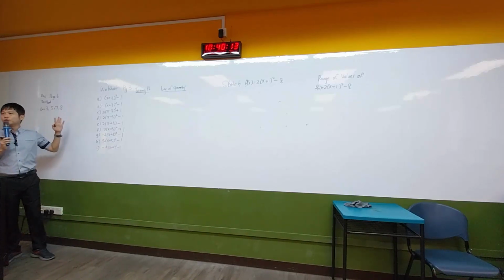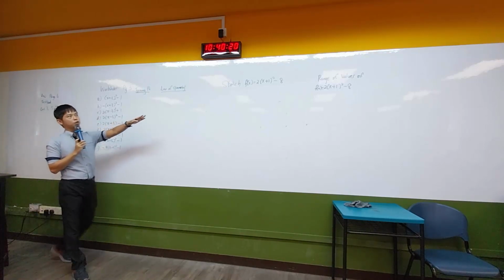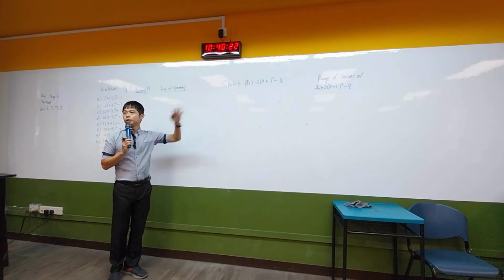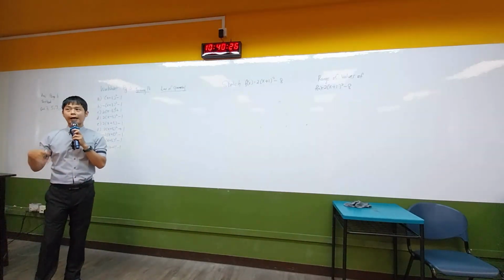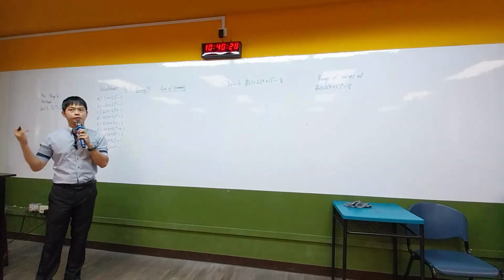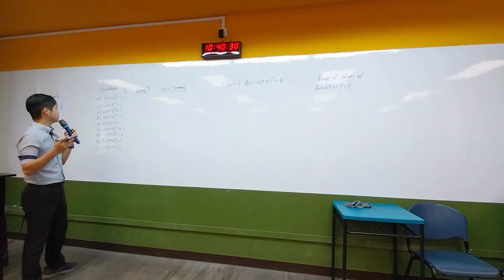Alright, today we are going to learn how to sketch a quadratic curve in vertex form, the completing the square form. In order to do that, we need to learn how to find the x-intercept, y-intercept, and the minimum or maximum turning point. So there are a few things we need to learn.